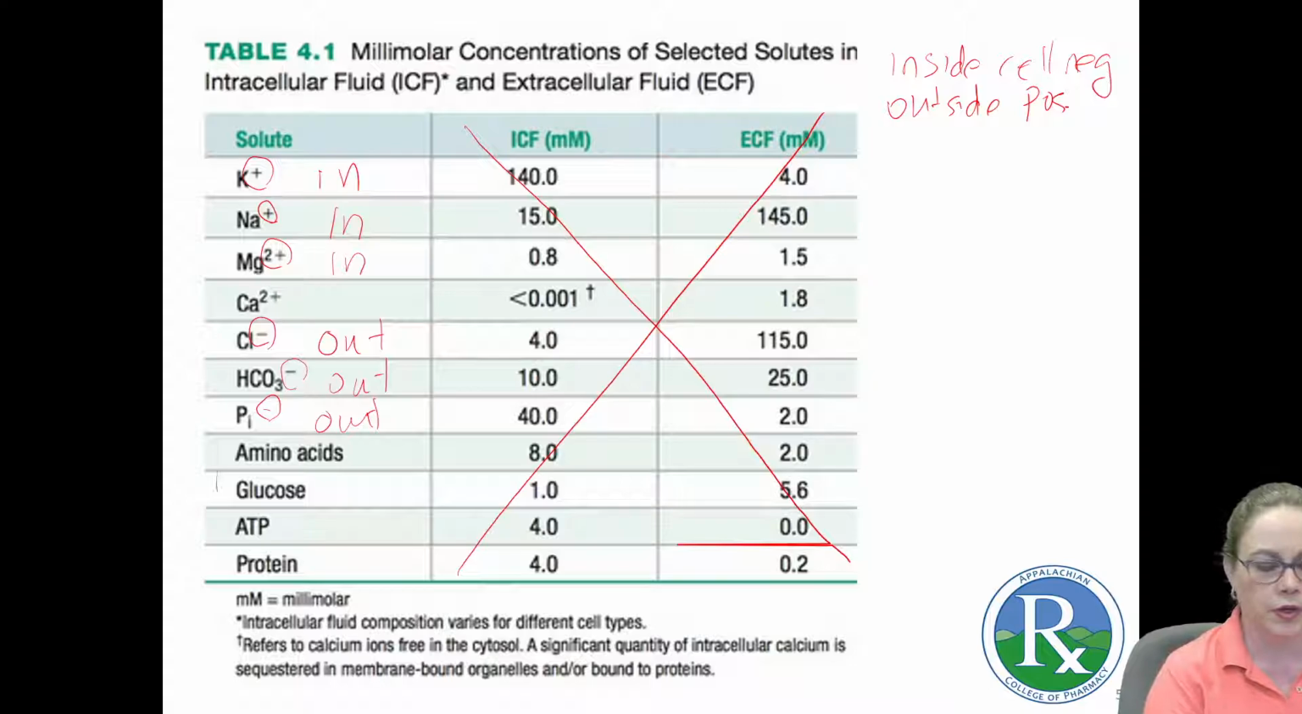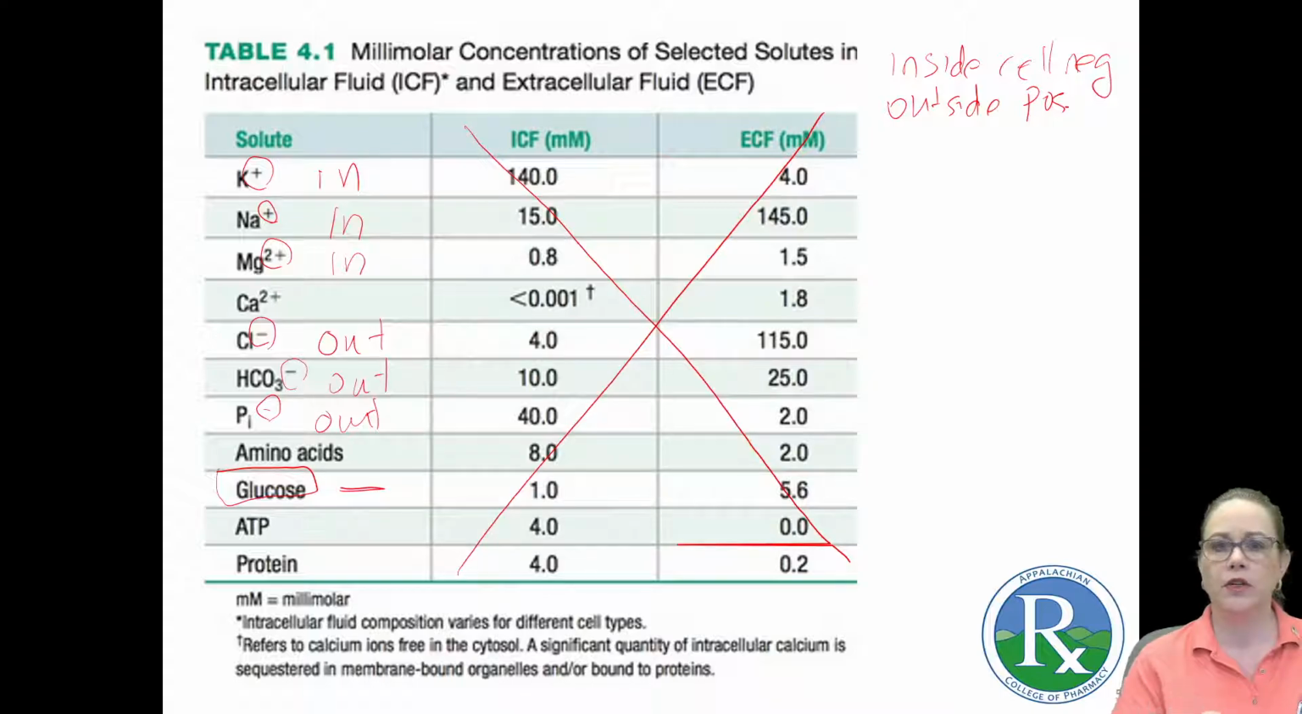I do want to look at glucose, though. Glucose is a neutral molecule, right? It just has a carbon ring, and it's got some hydroxyl groups, but there's no charge on glucose. So it is not going to be affected. There is no electrical driving force associated with glucose. That's strictly going to be driven by the chemical driving force, or the concentration gradient.